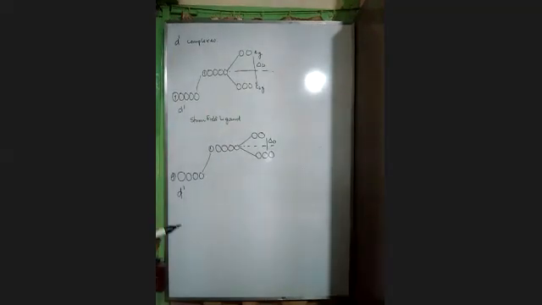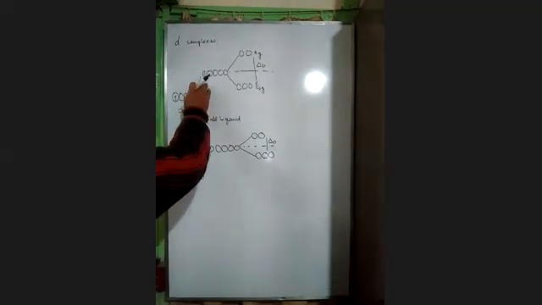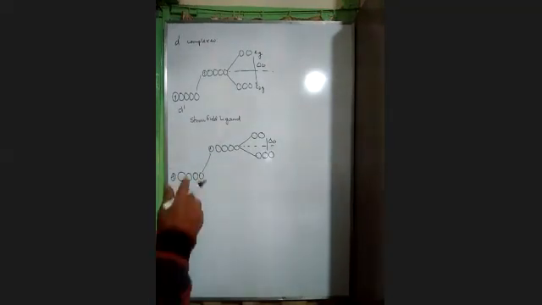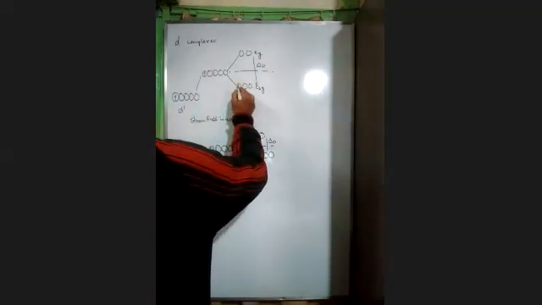We always know the electron always goes to the lower energy orbit. See here, it will come here. This also will come here.